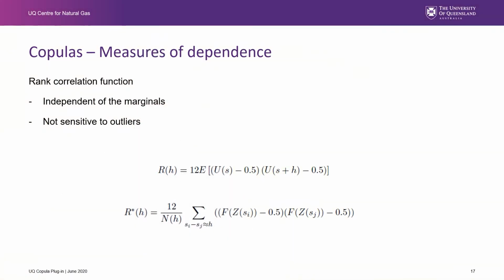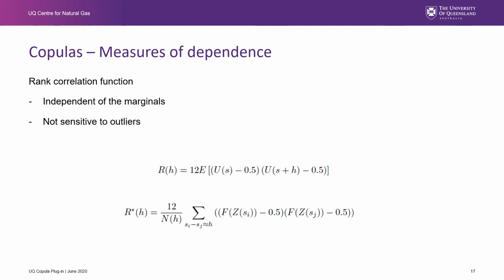There are certain measures of dependence for spatial copulas. One is the rank correlation function, which is a generalization of a variogram, and it is independent of the marginals. And with that, it is not sensitive to outliers.